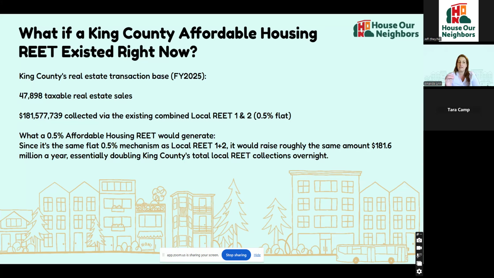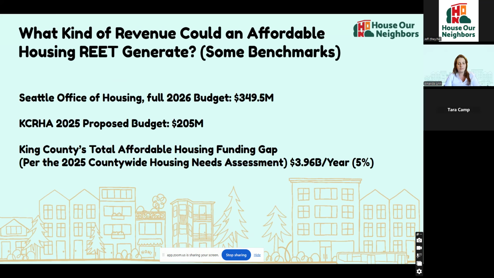So if we had an additional third REIT that was generating an additional 0.5%, which is exactly what the REIT 1 and 2 generates, we would basically double that amount. If we had had that additional third affordable housing REIT in 2025, we would have generated another $180 million for affordable housing that could be not only used to build it, but also operate it.